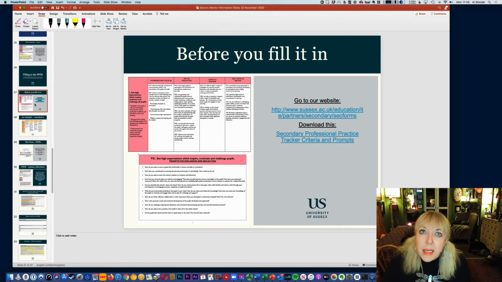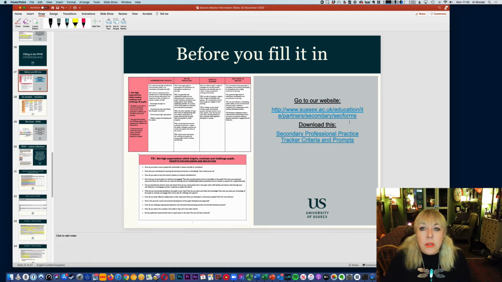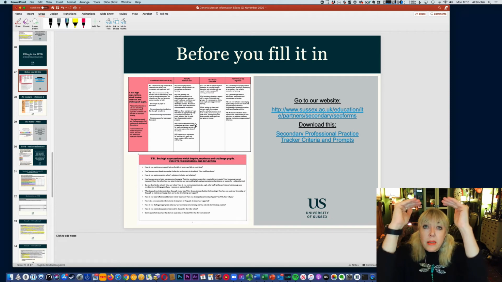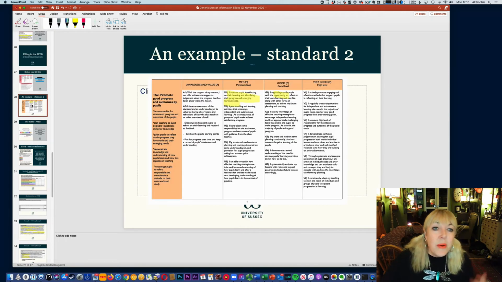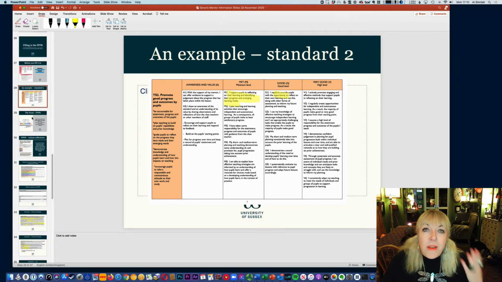So, filling in the PPPB. So, the form is on the website. There's the click to the website. Something that will really help you are these prompts that we've got on there. They're right at the top of the PPPB forms, and it's called Secondary Professional Tracker Criteria and Prompts. So have a look at those before your trainee starts to fill in the PPPB. All right, it's really important that we know where the criteria are, okay?